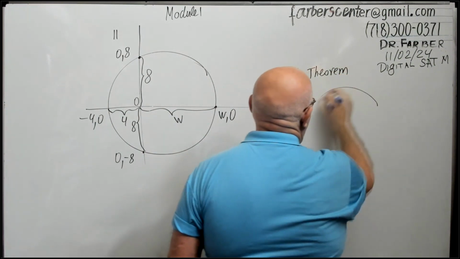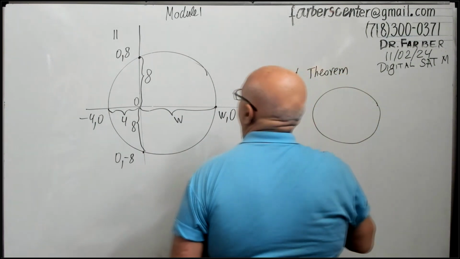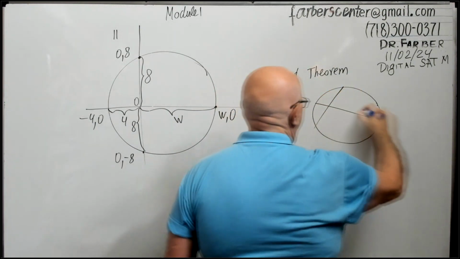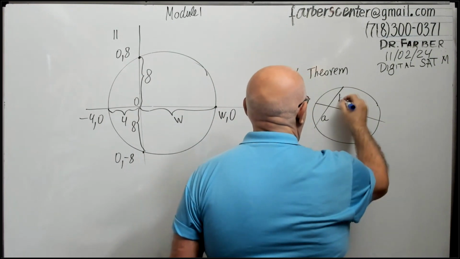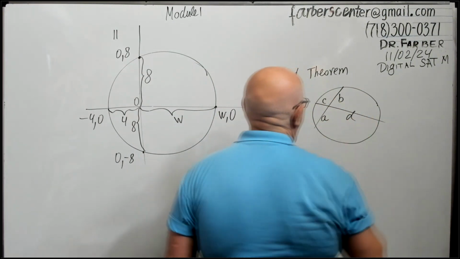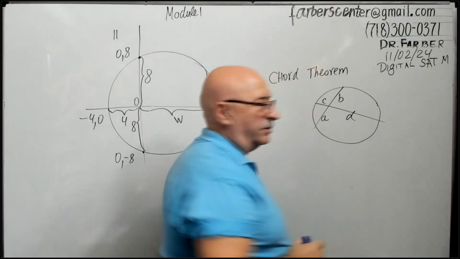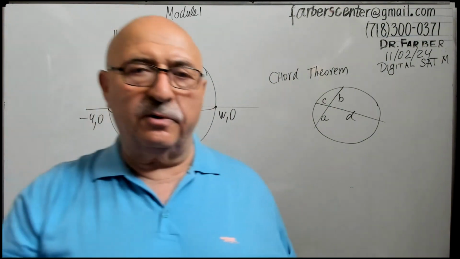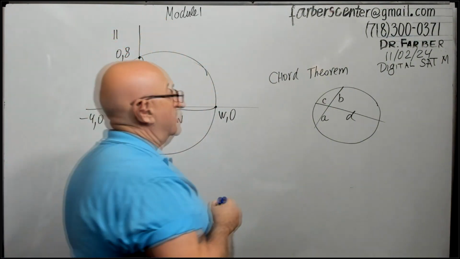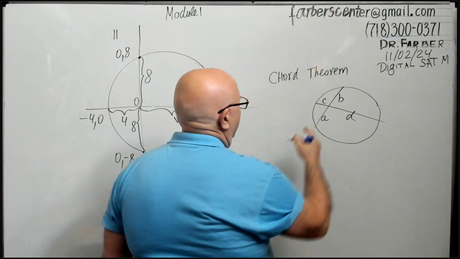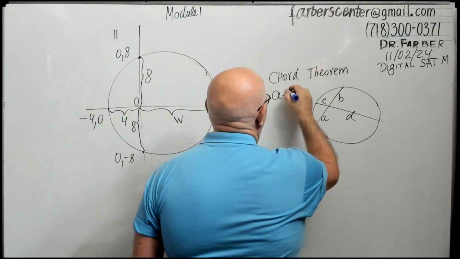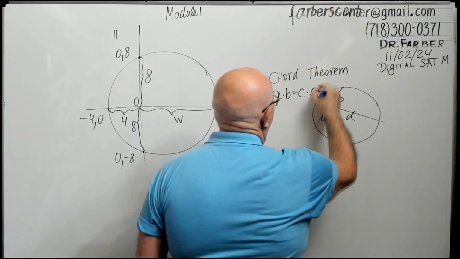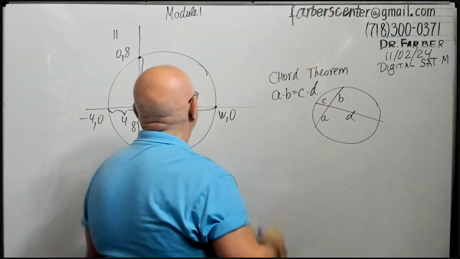Now we have the Hort theorem. If I have a circle, any circle, and I have any chords, not necessarily perpendicular, let's say this A, B, this C, and D. You know what a chord is, right? A segment connecting 2 points on the circumference. According to the Hort theorem, A times B equals C times D. The product is always the same, regardless of the angle.